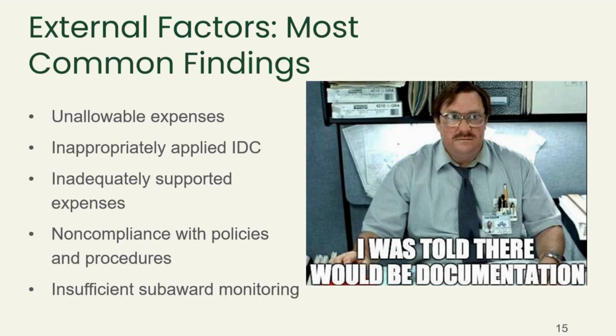The third one is one we've already talked about a little bit, and that is inadequately supported expenses. Examples of that might be we don't have receipts, we don't have justification, or we don't have adequate justification, or we don't have evidence that a certain expense or a certain effort that was charged actually benefited the project. Those things can be a really big deal, as we've seen.